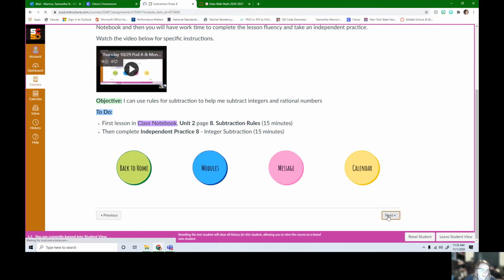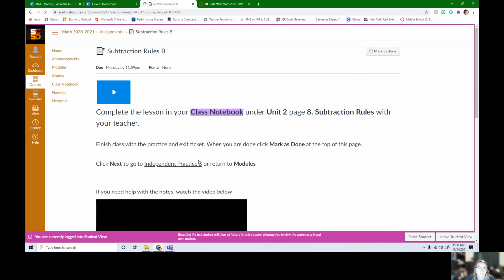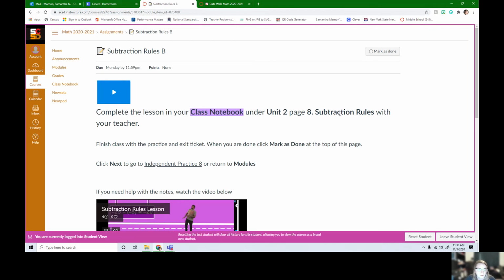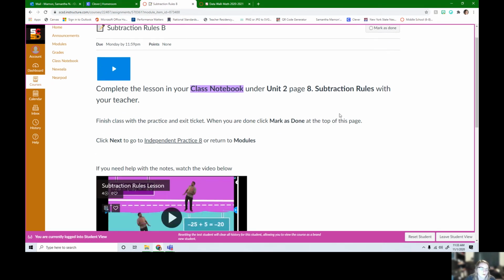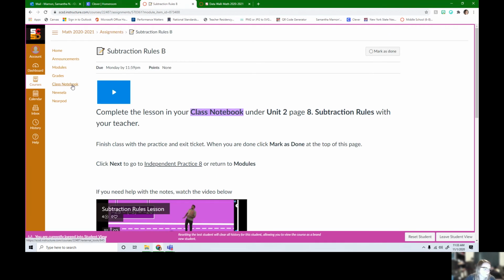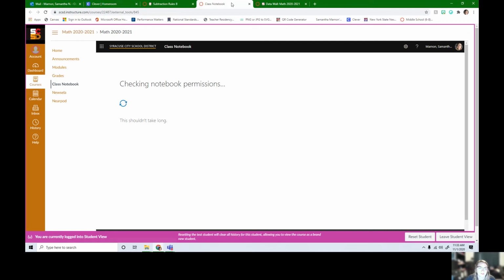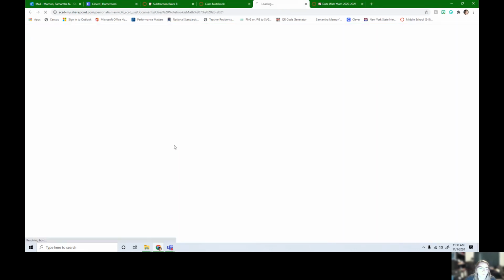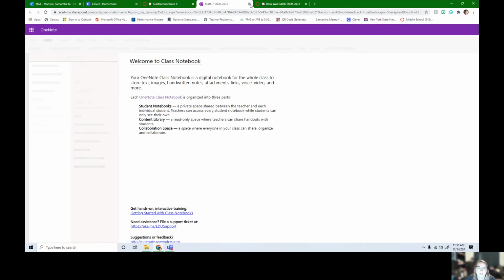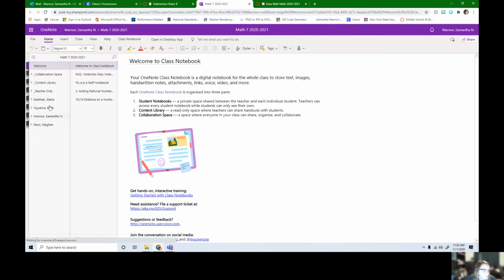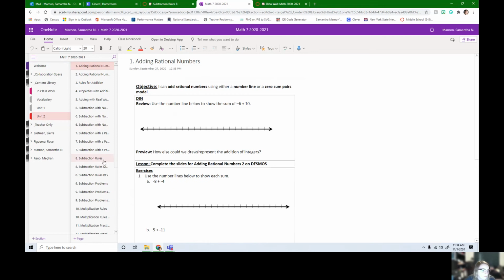So if I hit next, this is the direction page for the class notebook. So they're Unit 2, page 8. So just as a reminder on how to get to the class notebook, it's right here on the toolbar. I'm just going to open it in a new tab. So here's our class notebook. They'll have to hit a purple sign in button and then hit open in OneNote Online, and it opens up in a new tab. So your student will have their name over here to click with all their own folders and worksheets. In the content library, I keep extra copies of the worksheets and my notes on them.